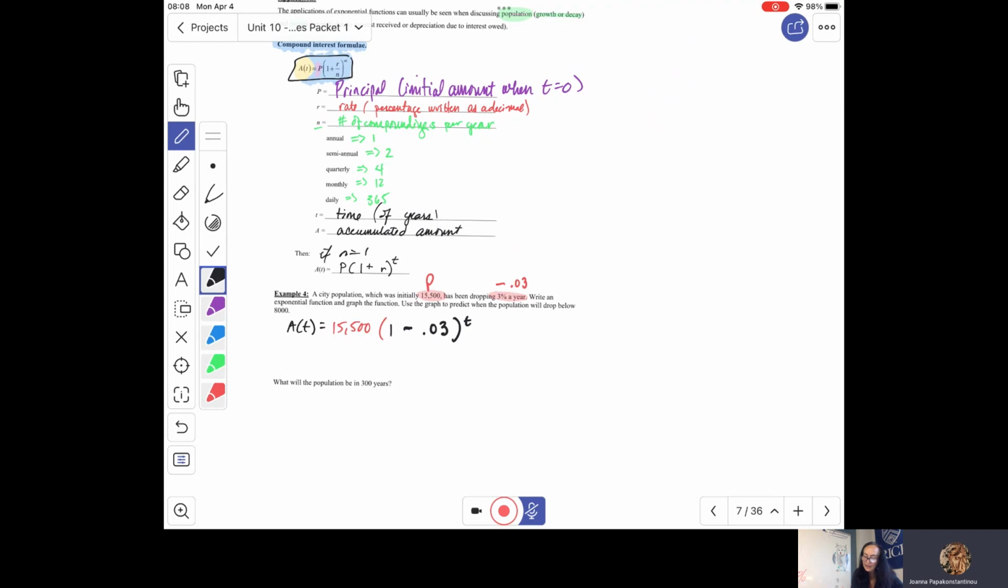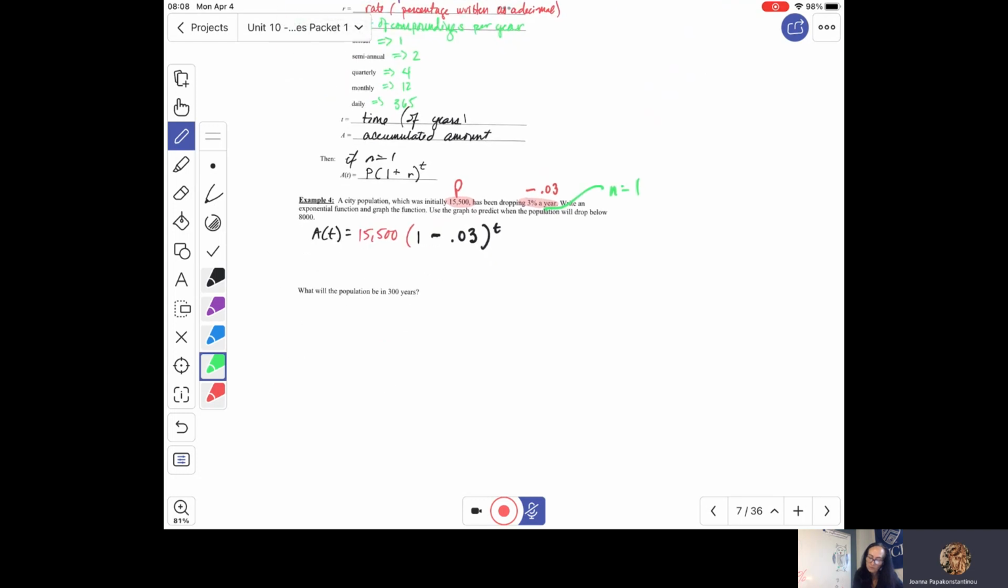Now, why did I let n equal 1? Because I'm dropping 3% every year. It's dropping, so I'm compounding per year. So that's how I can let n equal 1. Does everybody see that? We okay with this formula?